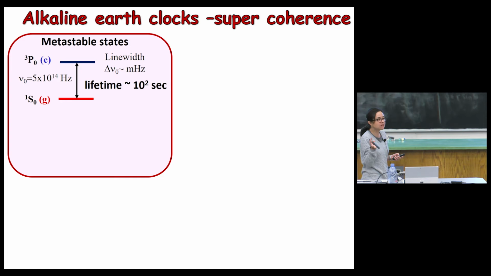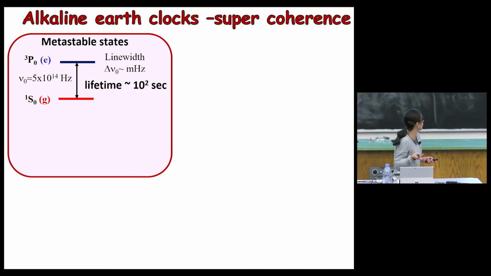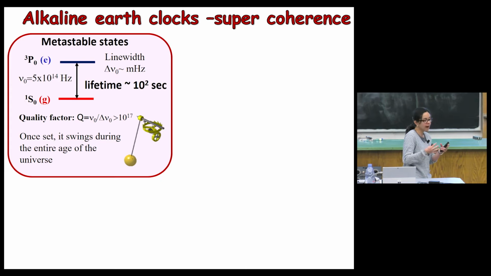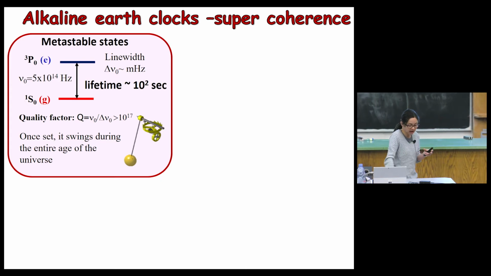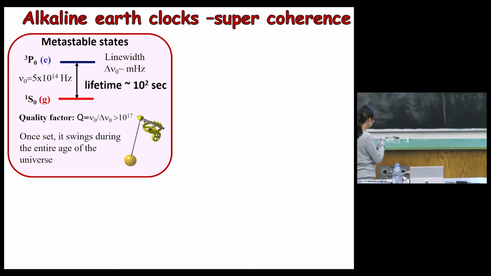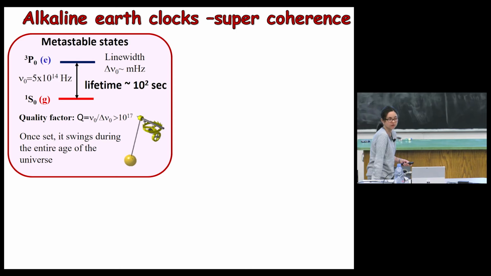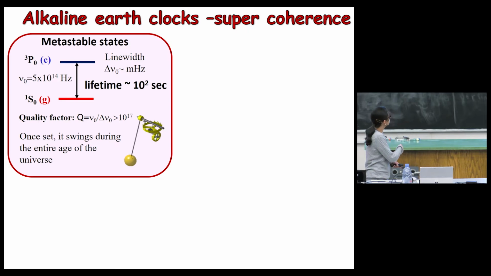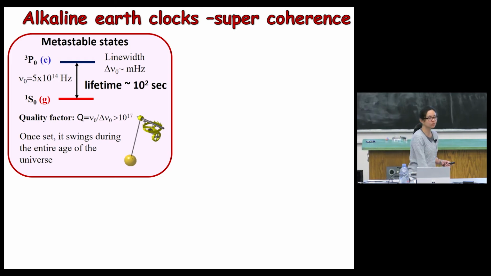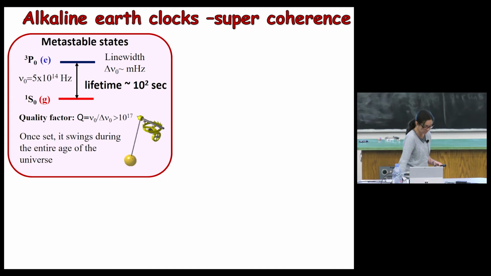Maybe these numbers don't mean anything to you, so to make an analogy, if an atom were a classical pendulum and you want to see how good this pendulum would oscillate, you are going to quote what is called a quality factor, that is the ratio between the frequency at which the pendulum is ticking divided by the damping rate. If we do this for these atoms, we get that the quality factor is larger than 10 to the 17. So with these atoms we are able to make a pendulum that, when set, will tick for the entire age of the universe without damping. That's why we want these atoms.